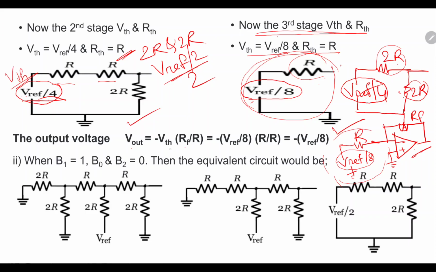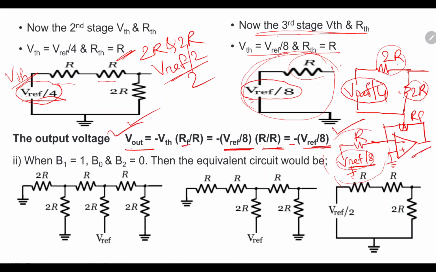Okay. So here, because the input is VTH, or you can say V reference by 8, that's why the voltage value is this, and I told you earlier the RF will be replaced by R. That's why here it is R by R. So finally it is minus V reference by 8. Okay, this is the V out we got.